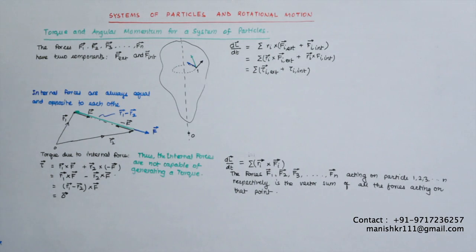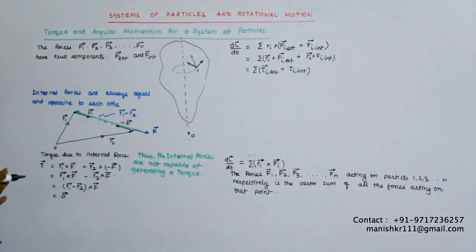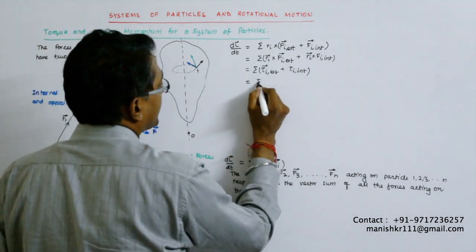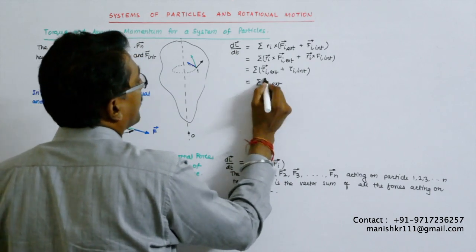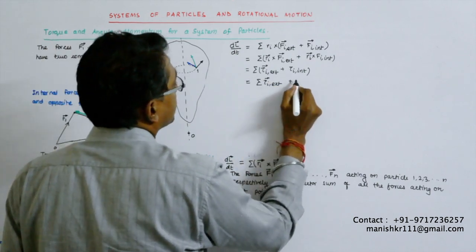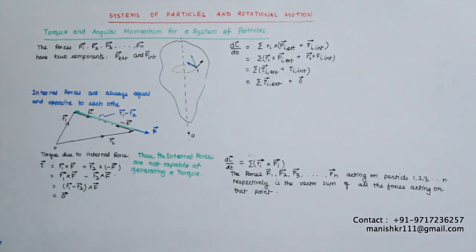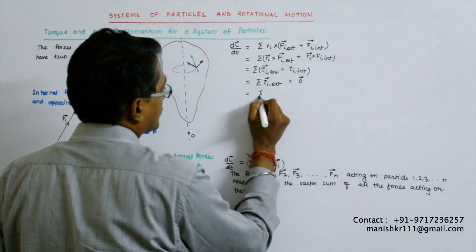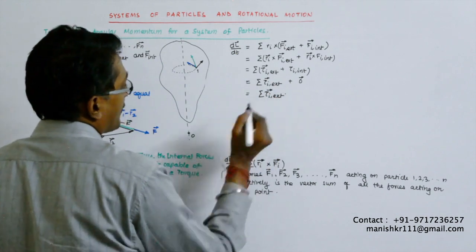Now this will vanish due to this reasoning that has been advanced. So which is equal to summation tau i external plus 0 vector, and a vector plus 0 vector is a vector. So, okay.